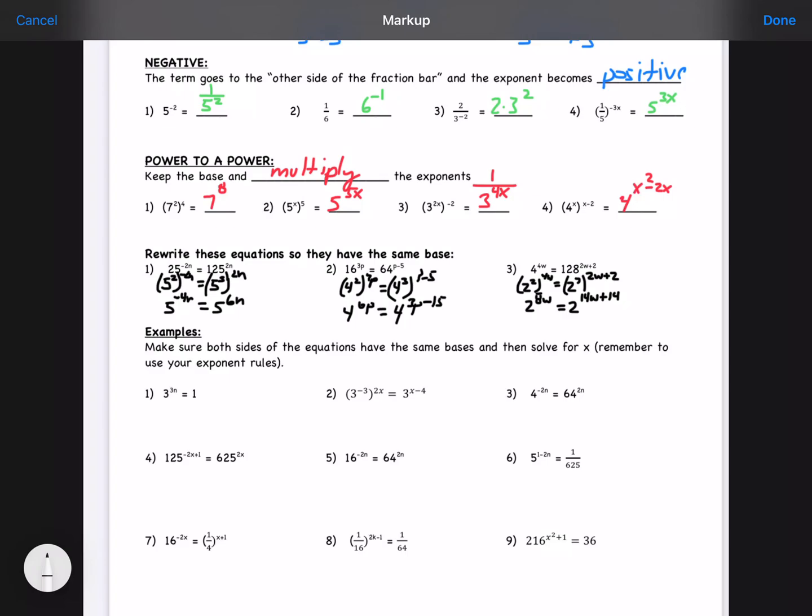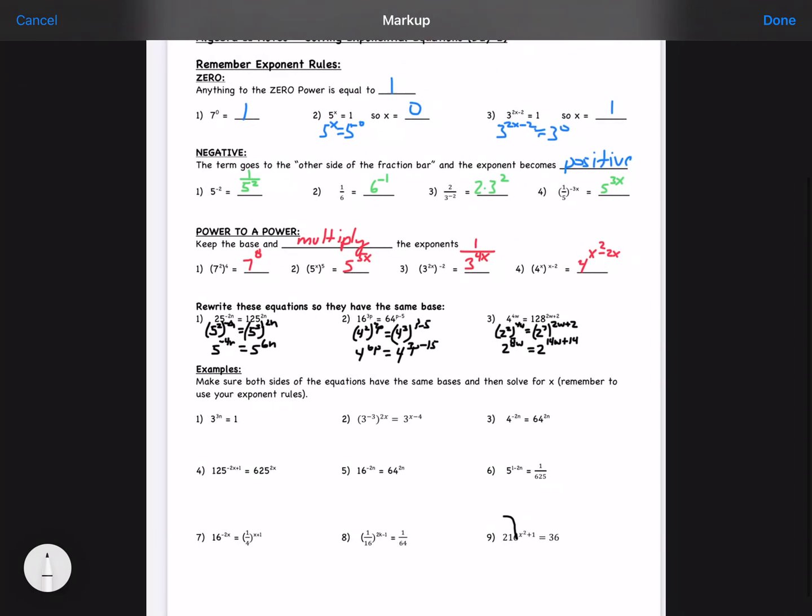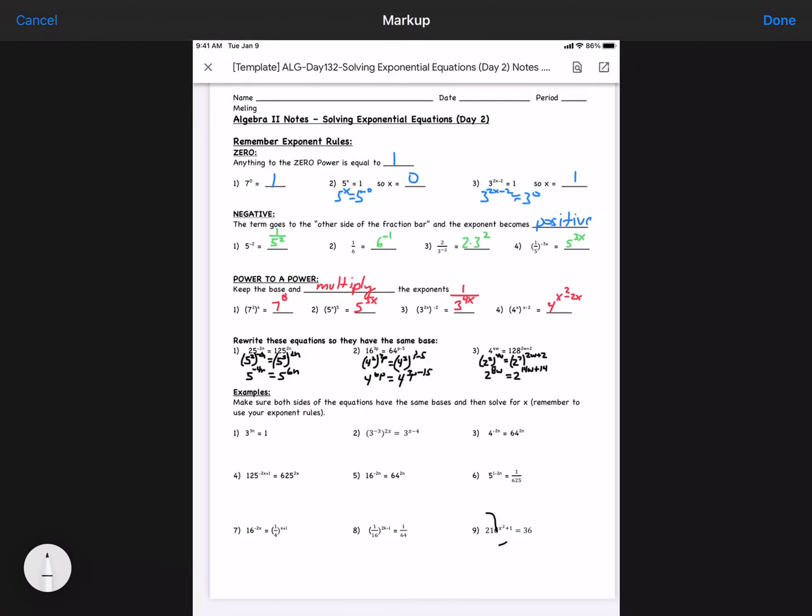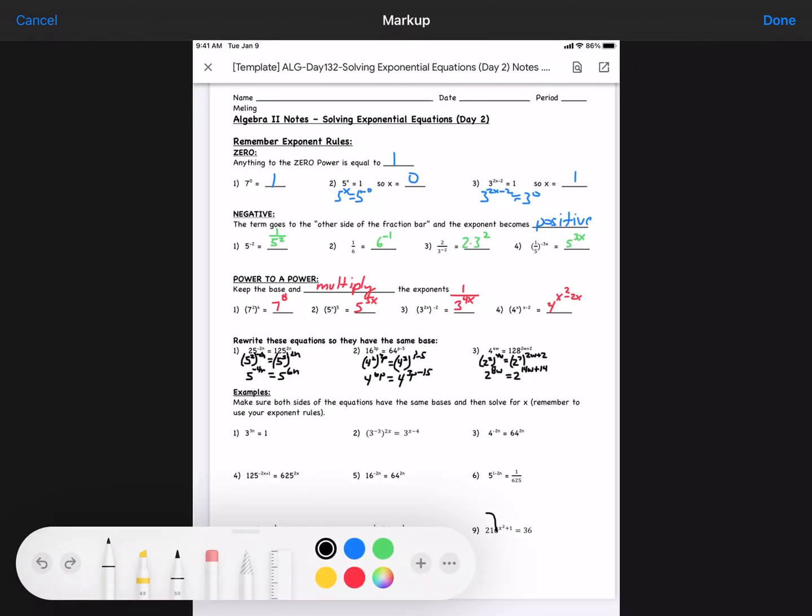All right, that is our second day of notes for solving exponential equations.